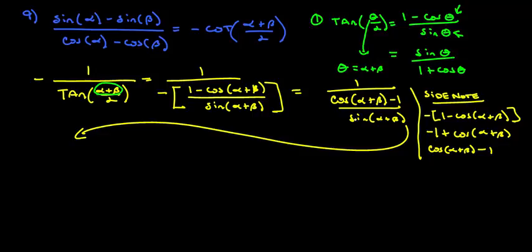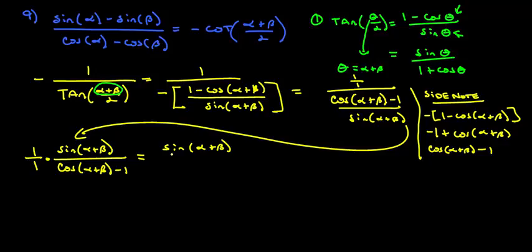Now I've got 1 divided by this, so I'm going to rewrite 1 up here as a fraction so you can see this a little bit better. I'm going to take the numerator and multiply it by the reciprocal of the denominator. So this is going to be the sine of alpha plus beta over the cosine of alpha plus beta minus 1.